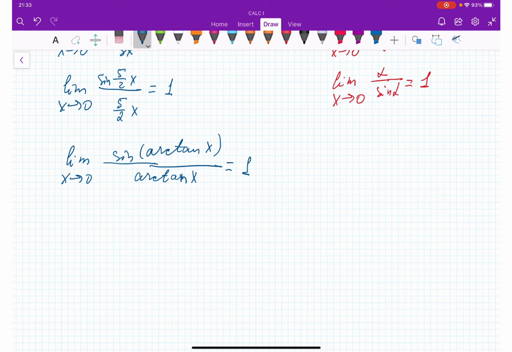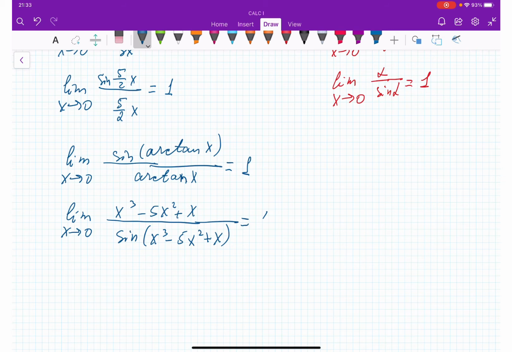Even more complicated case, we can have limit as x approaches 0. I keep saying infinity, it's already becoming a habit. So if we have sine of x cubed minus 5x squared plus x over x cubed minus 5x squared plus x, it is also equal to 1. See, the whole argument or parameter is like alpha over sine alpha. Yes?